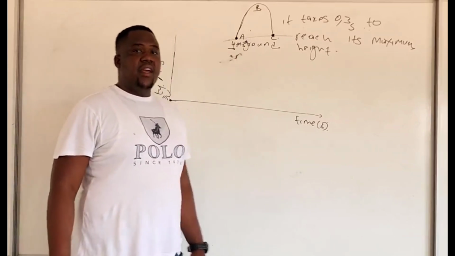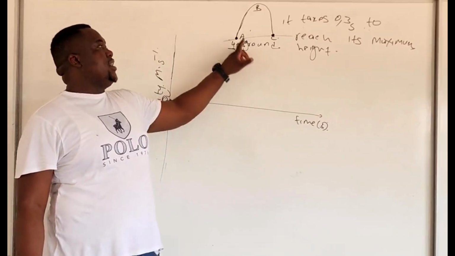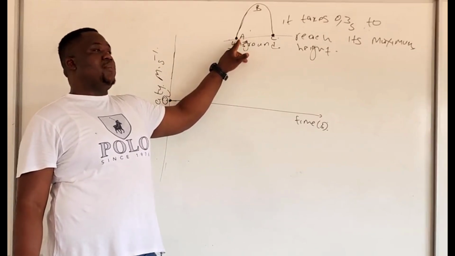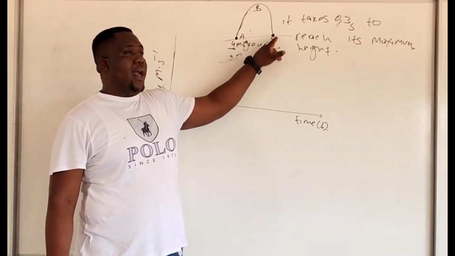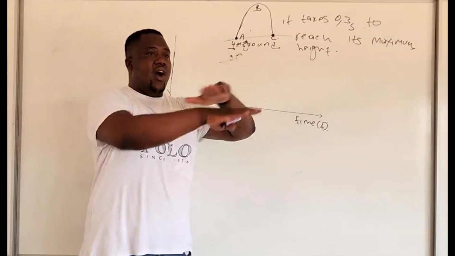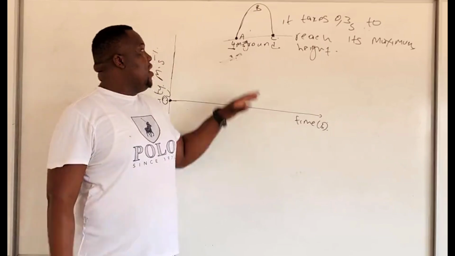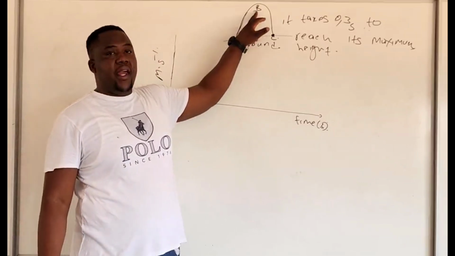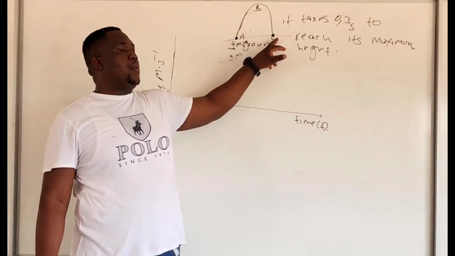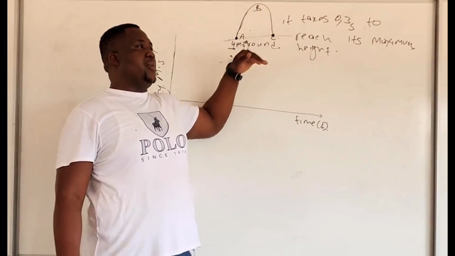What does it mean? It means that since it went up and its initial velocity was 4 meters per second, even coming back to point C, because it is the same position, you can see they are on the same level, they are the same. If from point A to point B is 2 meters, it means even from point B to point C, it is 2 meters because of the same position.